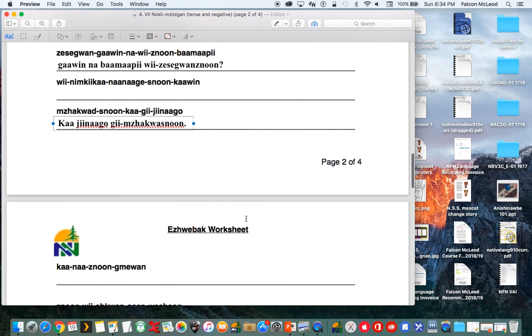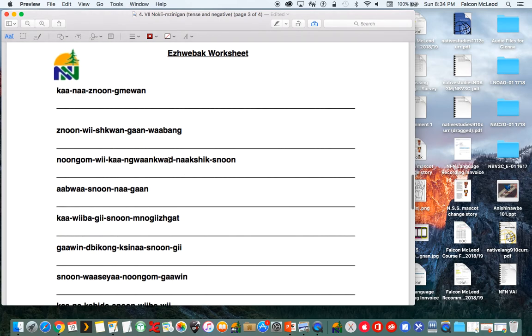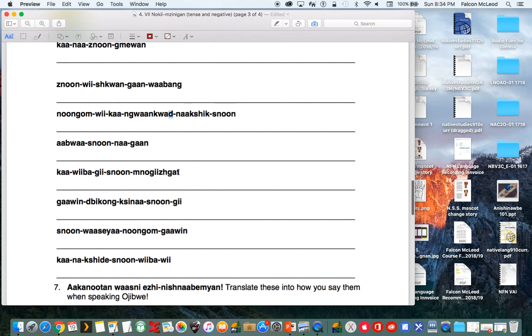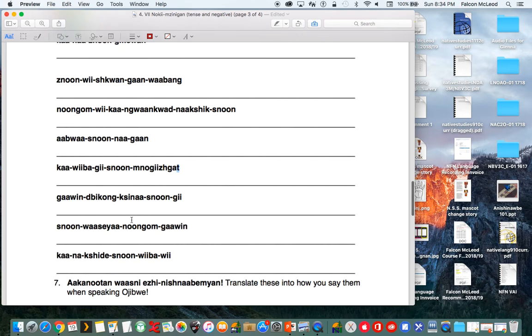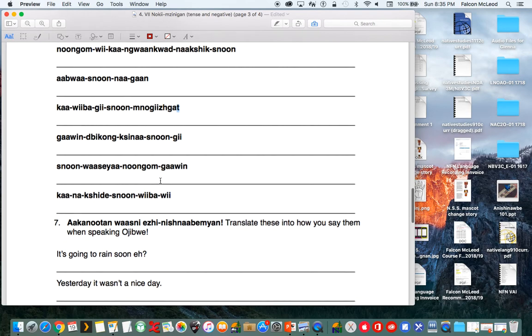Let's see here. So we got Nguanquet. So make sure to take note of that one. Got to get rid of that D sound right there. Here's our first one with a T sound. So got to get rid of that sound as well. I think that might be it for this section here. All right.